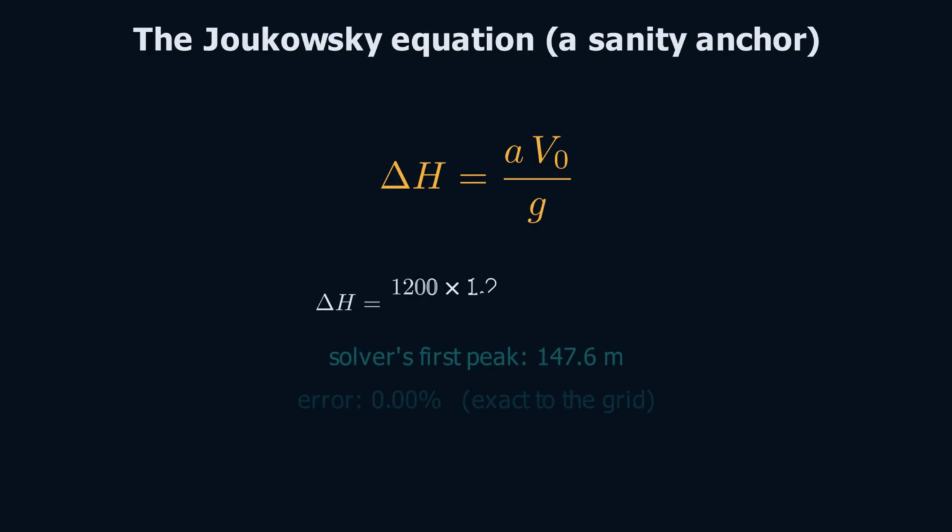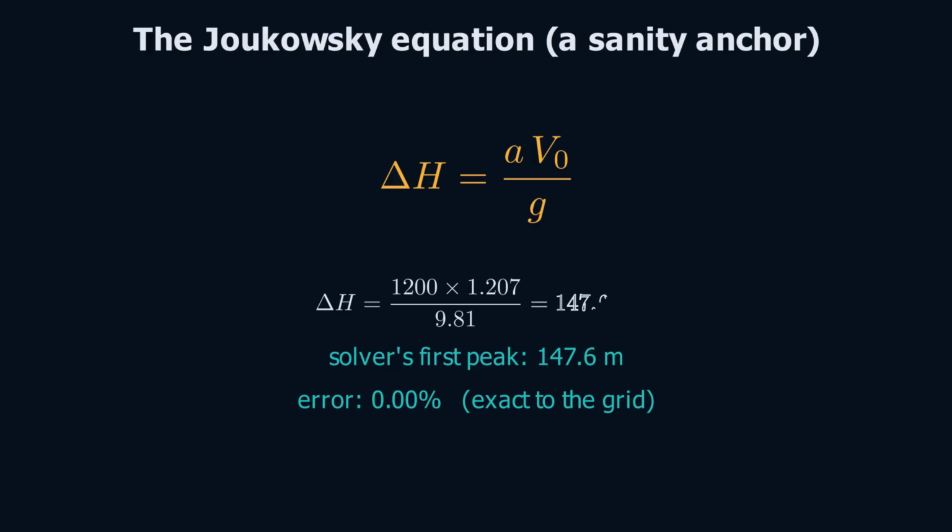147.6 meters. And the solver's very first peak? The same, to 2 decimal places. 0% error. When your code reproduces a 120-year-old hand calculation exactly, you can start to trust what it says next.